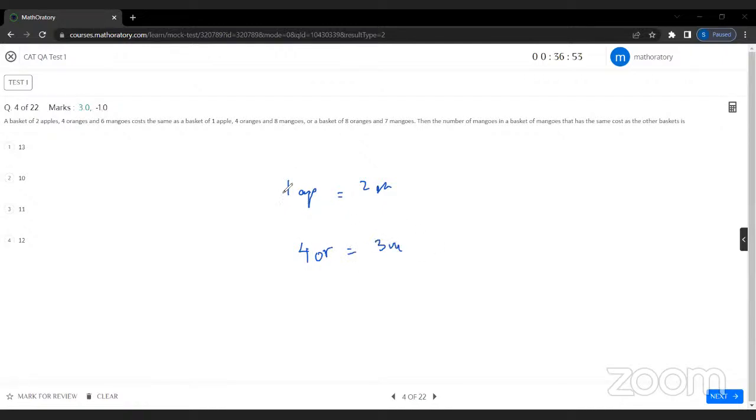Yeah, so now I can utilize anything. So for example, इससे कर लेते हैं. 1 apple is 2 mangoes. So यहाँ पे 4 mango हो गया. 4 oranges are 3 mangoes. Yeah, इसी से कर लेता ना, sorry. So 2 and 3, so that's 5 and 8, so 13 mangoes.